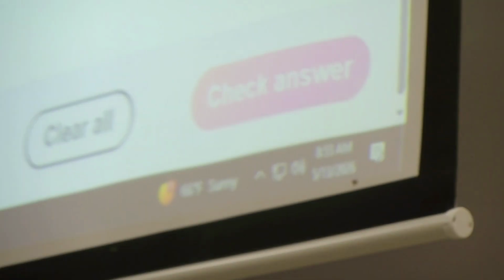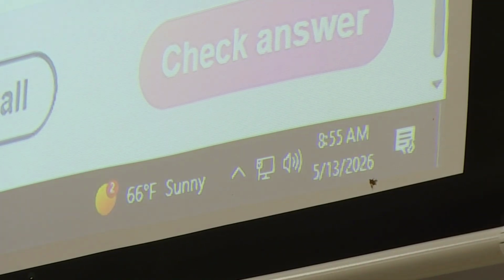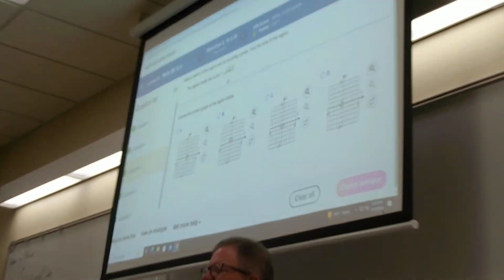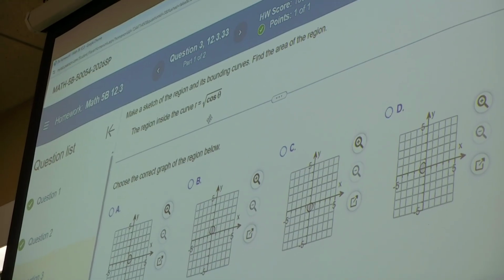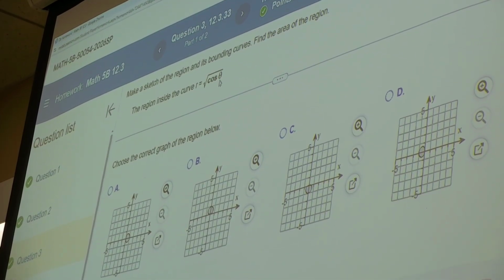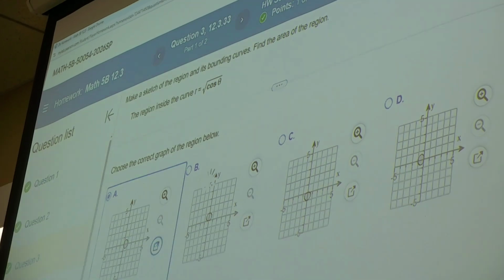Make a sketch of the region and its bounding curves. Find the area of the region inside the curve r equals square root cosine theta. So it's going to be one of these graphs. I don't even think I put a graphing problem on the final, but just put in 0 for theta. Cosine of 0 is 1. Square root of 1 is 1. So you look here.